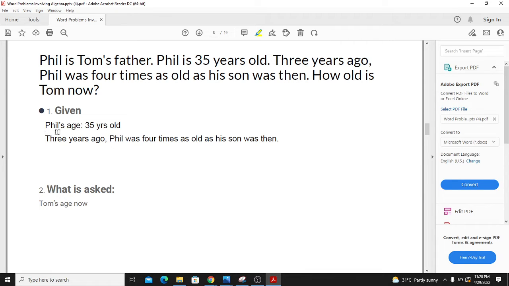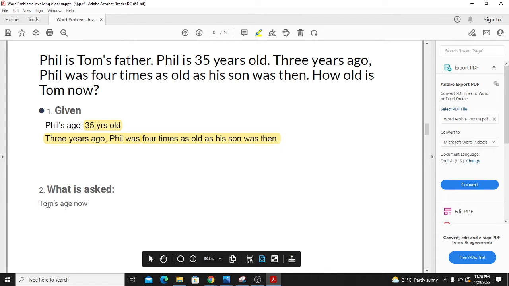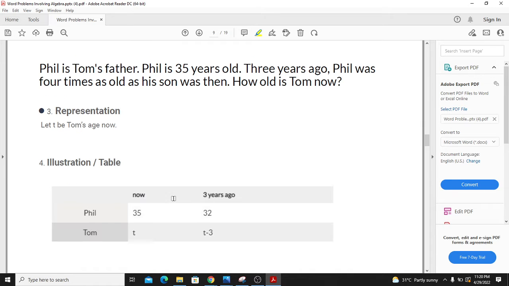So we have the given. Of course, we have Phil's age, 35 years old. And then the other one is we know that 3 years ago, Phil was 4 times as old as his son was then. So what is asked? We have Tom's age now. So we need to find the age of Tom now. So we have a representation. I use t as the variable, so let t be Tom's age now.